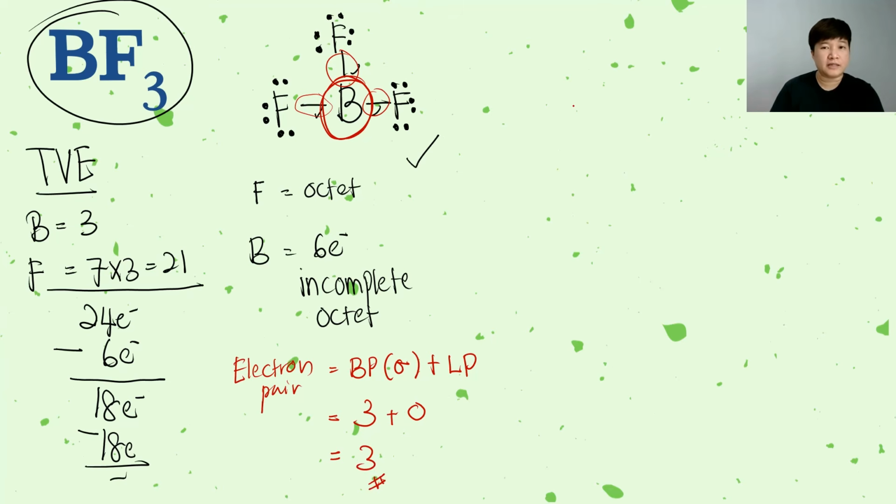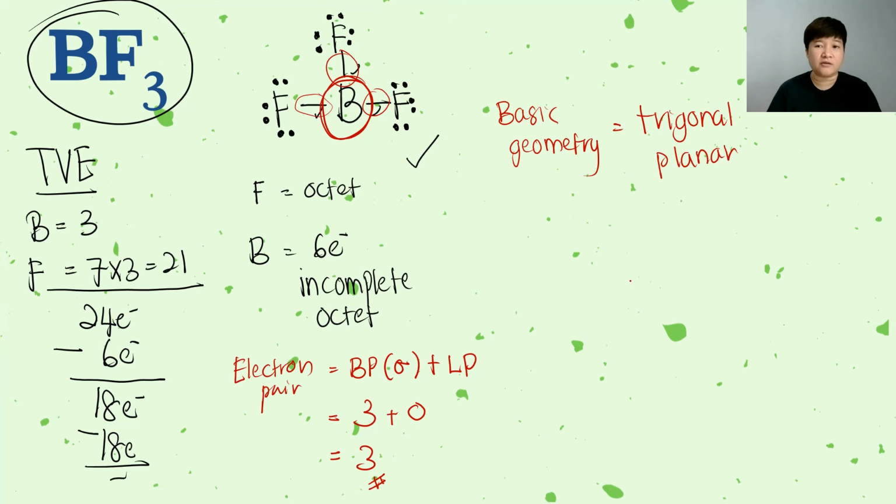If the electron pair is 3, what would be the basic geometry? If it is 3, the basic geometry will be trigonal planar. How should a trigonal planar look in 2D? How can we draw it out? Simple. Your central atom, boron. Trigonal planar means we are going to draw a trigonal: 1, 2, 3. Can you see a trigonal over here? That is your trigonal planar.